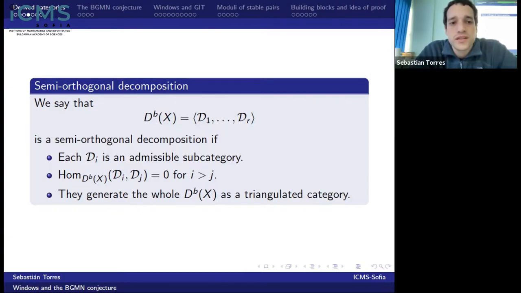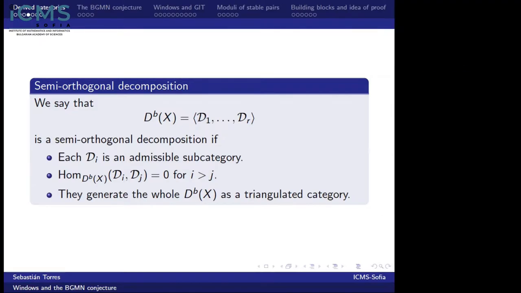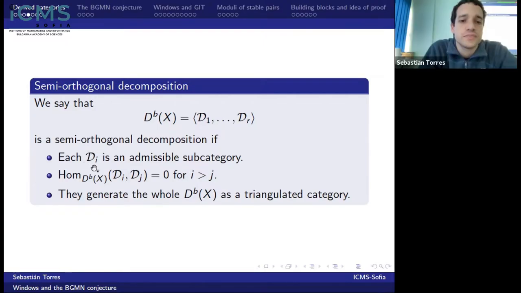But you want to build your category up from blocks, and then we will say that you have a semi-orthogonal decomposition when you have a bunch of admissible subcategories, which means that the inclusion has an adjoint from both sides, and by the way, these categories better be full triangulated subcategories themselves. But okay, they have to be admissible, which is somewhat technical.